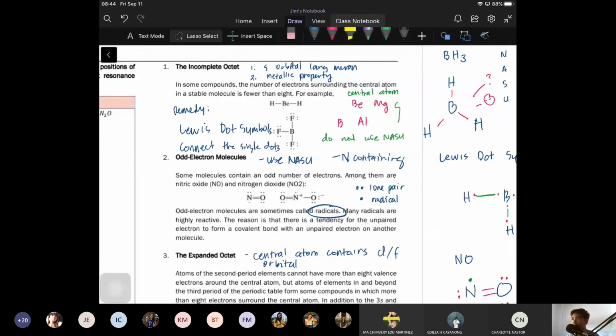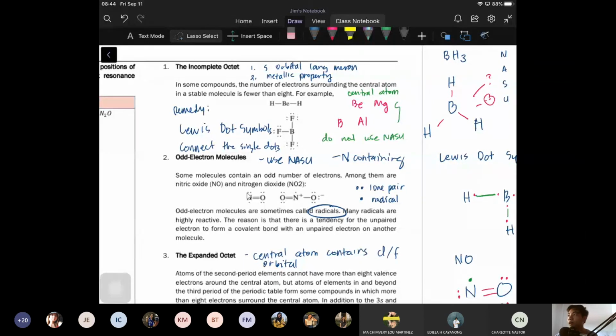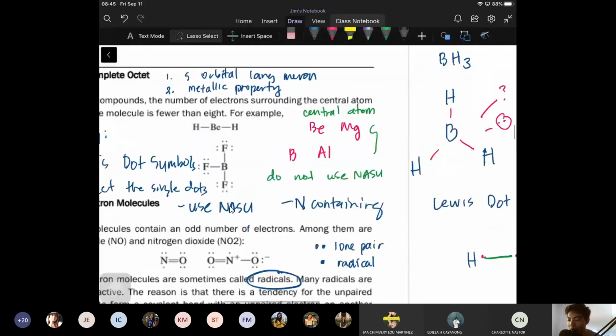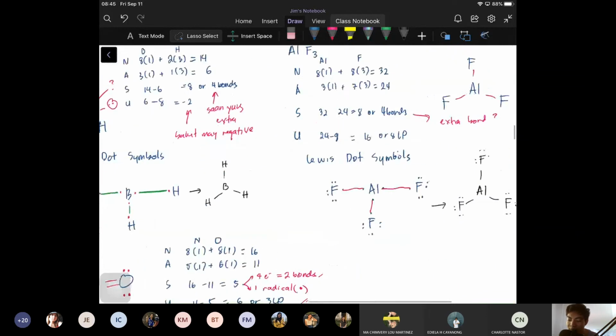Okay, let's see. Incomplete octet. What is there? If your atom only contains s orbital, or the central atom has metallic properties, so it can be a metal or metalloid, that is an incomplete octet. What is the remedy? The remedy there is to just draw the Lewis dot symbol. One dot per valence electron. Then you connect the single dots to form single bonds. That's the remedy there.